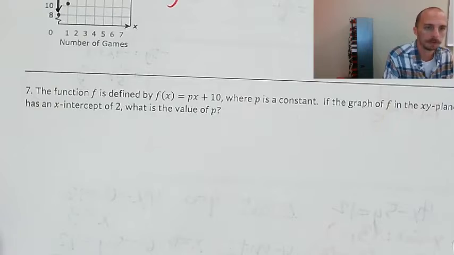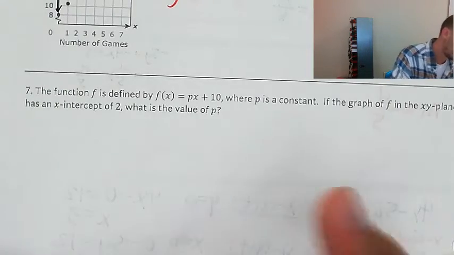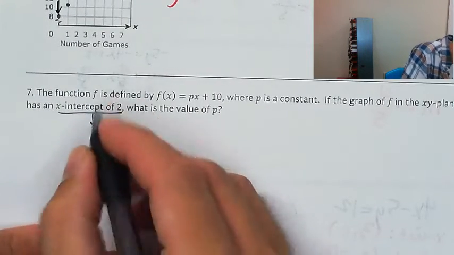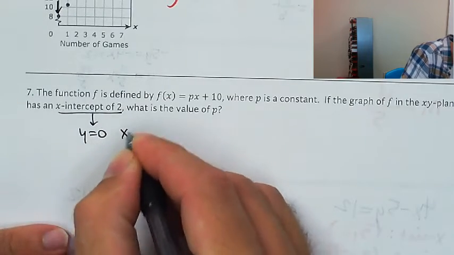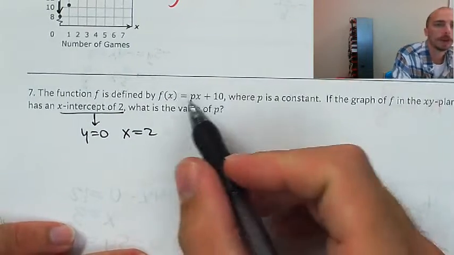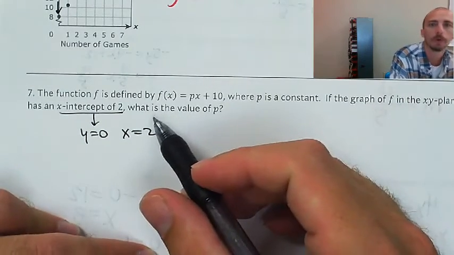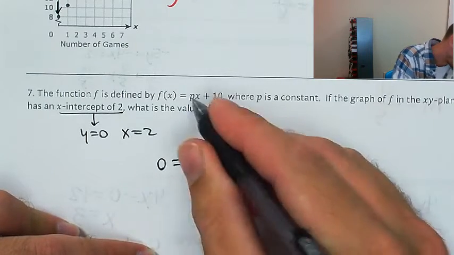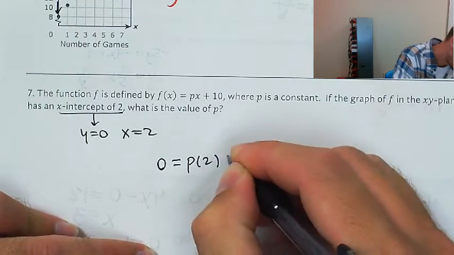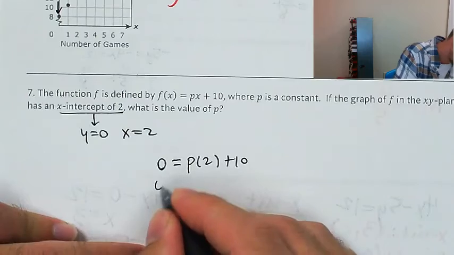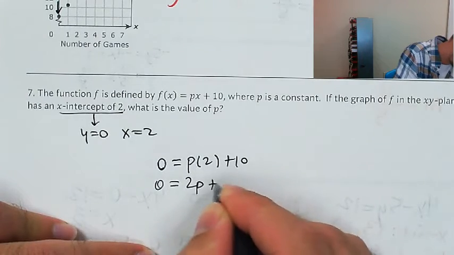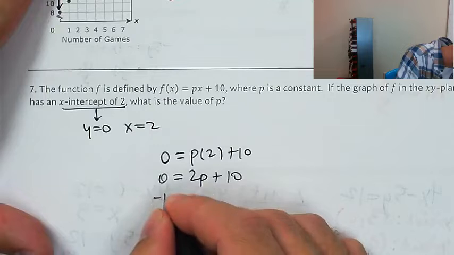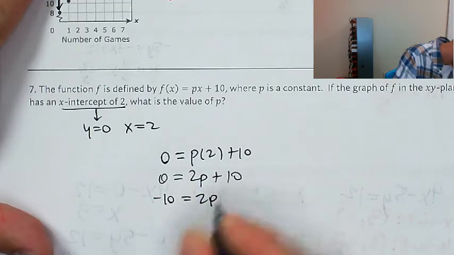Now the function f is defined by f of x equals px plus 10. p is a constant. The x-intercept is 2, so that means y equals 0 when x equals 2. We know f of x, at this point in the course, is just a fancy word for y. So y is equal to 0 when x is equal to 2. So that's going to be 2p. I'm going to solve by subtracting 10 and dividing by 2.